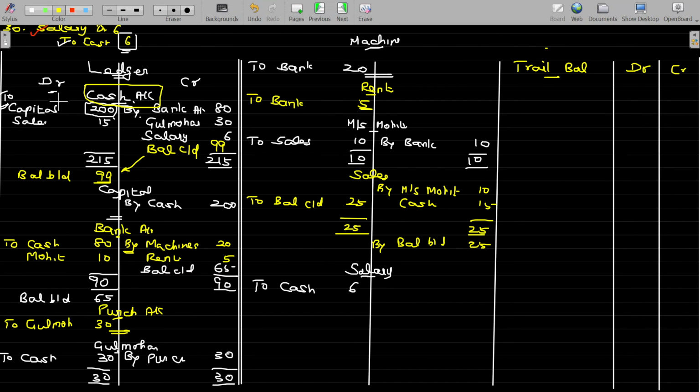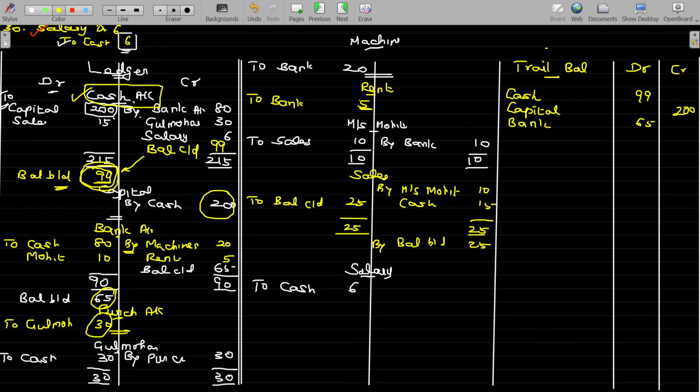Only the balances. The cash account has a balance of how much? 99. Which side is that balance? Debit side. So I put that value in the trial balance as cash account, 99 on the debit side. Capital account, the balance is 200 rupees, so I write that capital value on the credit side. And bank account, the balance is 65 showing on the debit side, so I write the bank account here, the value 65 posted on the debit side.